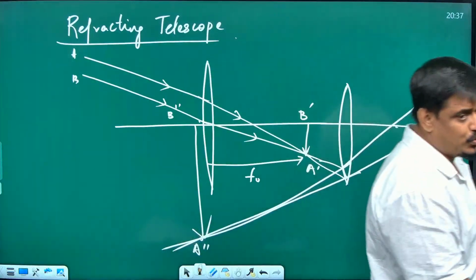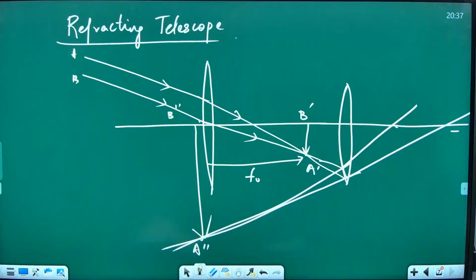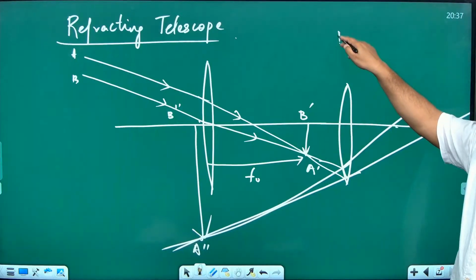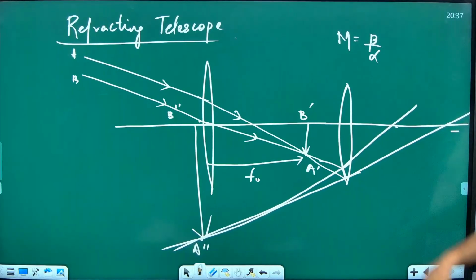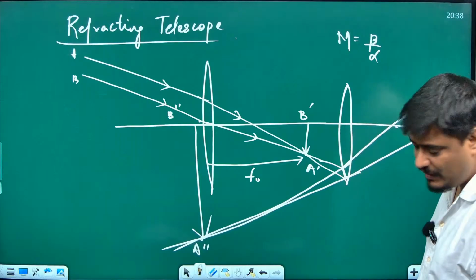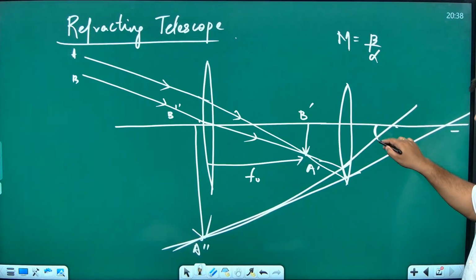When I taught you magnifying power, I told you magnifying power in the case of an optical instrument is beta by alpha, where beta is the visual angle subtended by whom? By the final image. Am I right? So the final image subtends this angle, isn't it?